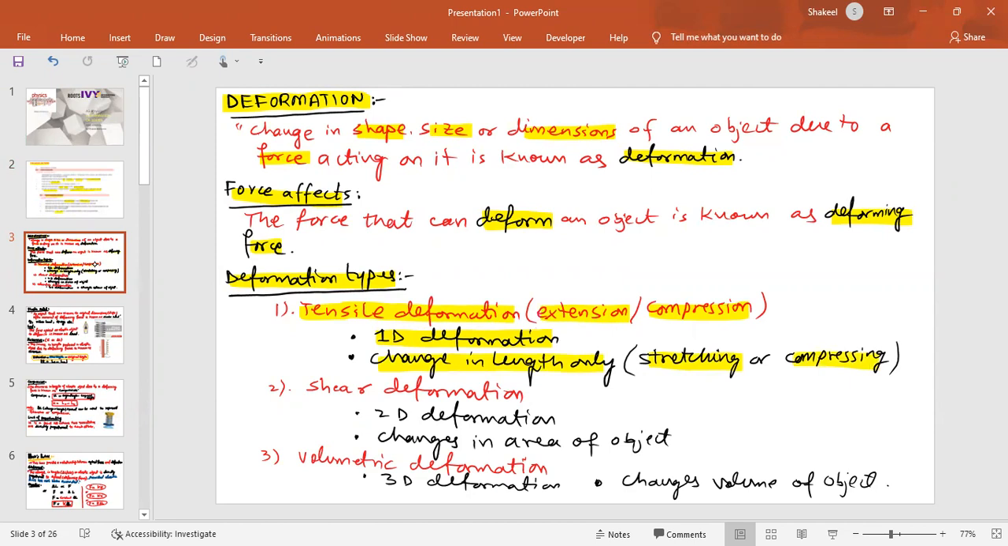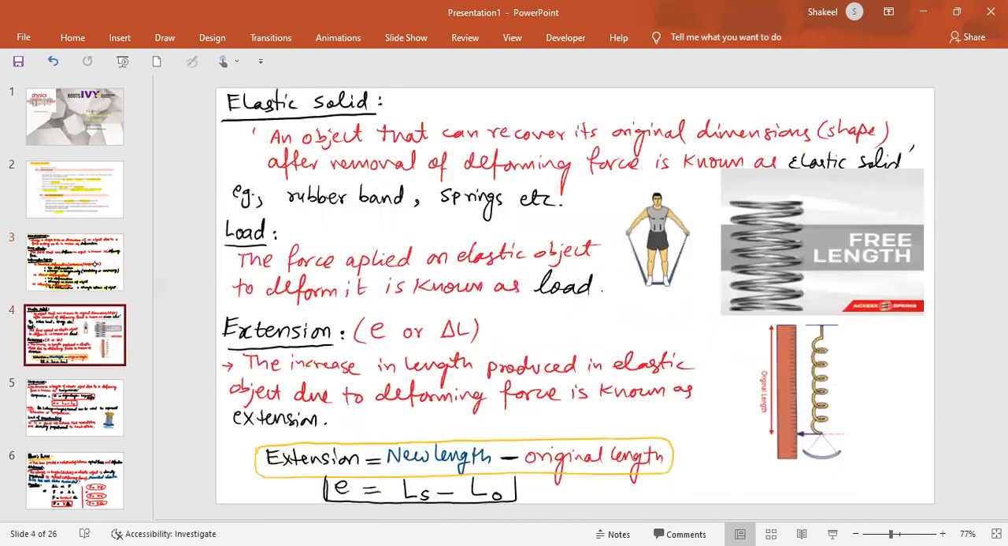Two other types are not in our syllabus, but we have to know them. One of them is shear deformation. It is 2D deformation, a change in area of the object after the deforming force acts on it. The third one is volumetric deformation. That is 3D deformation, and it is the change in volume of the object.